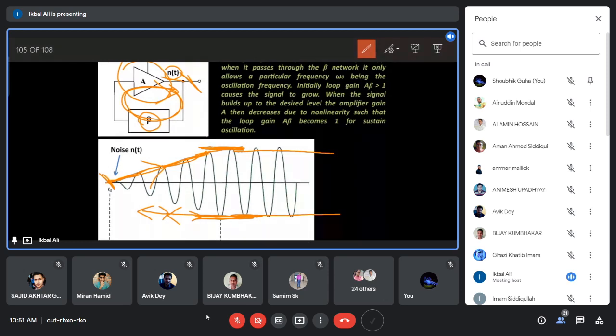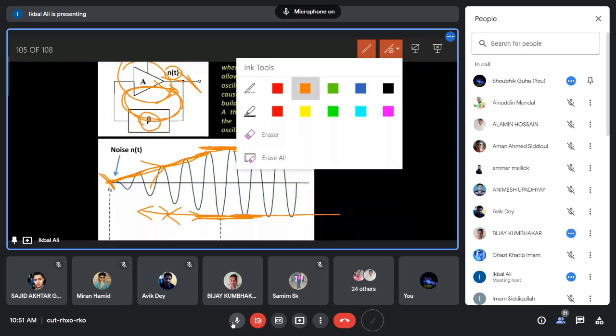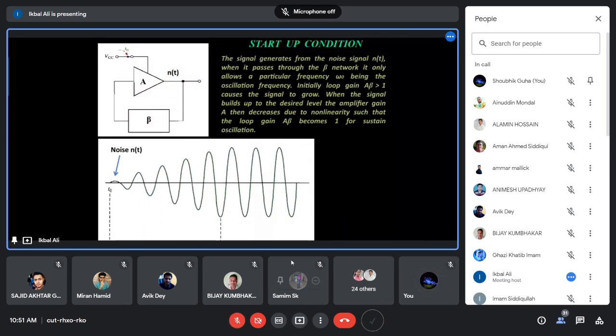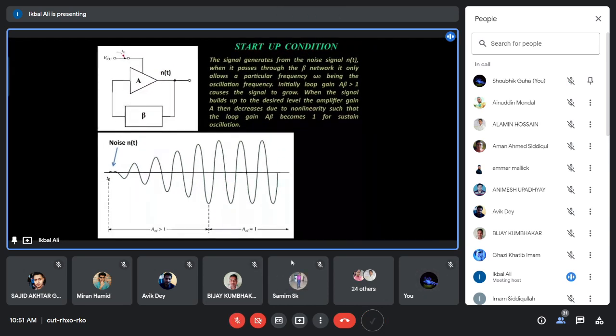Have you understood this one? Is there any confusion? Anybody ask anything?